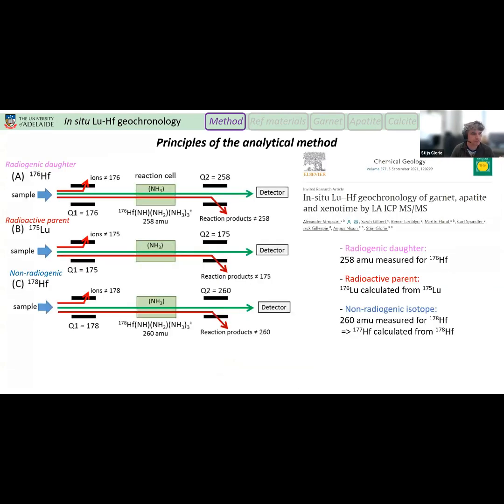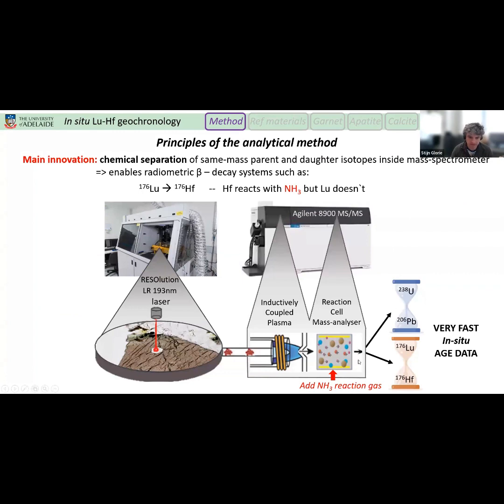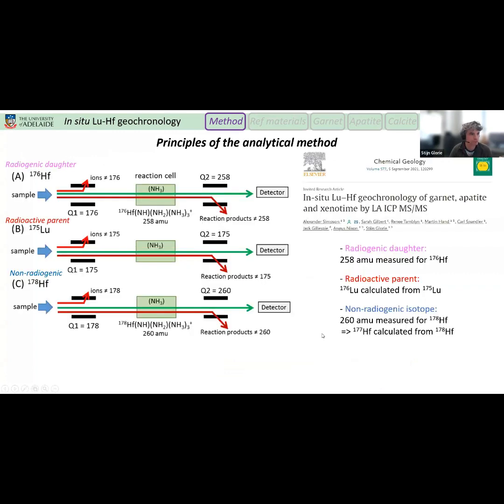So a bit more detail, if you zoom in inside this mass analyzer system and show the flow paths of those different ions that we measure. We're interested in those three components: your daughter proxy, which is hafnium-176, the parent, lutetium-175. You know it's 175, not 176, and there's a reason for that. And then the non-radiogenic initial hafnium system, for which we measure hafnium-178.